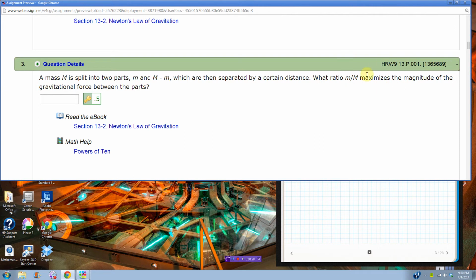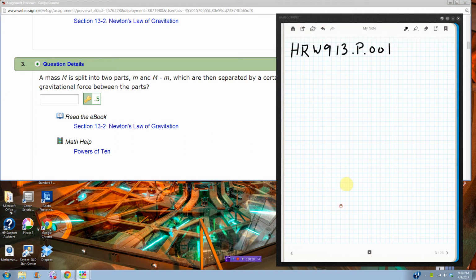Whenever you see that word maximizes, it probably means we're going to do an optimization problem. You might have done that in calculus already, but I'll show you how. So first off, we're going to have two masses. We've got our little m, and we've got our big M minus little m, and then their distance r apart.